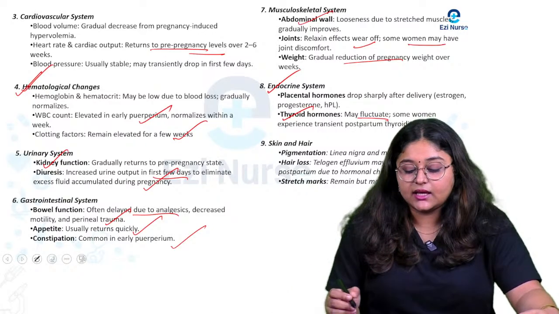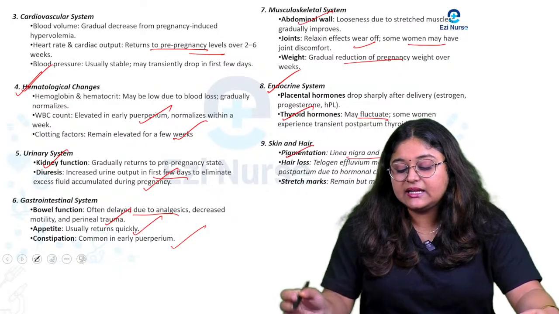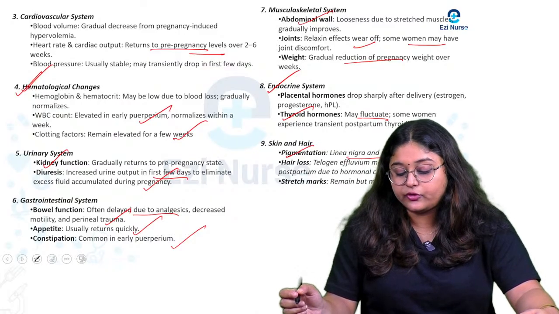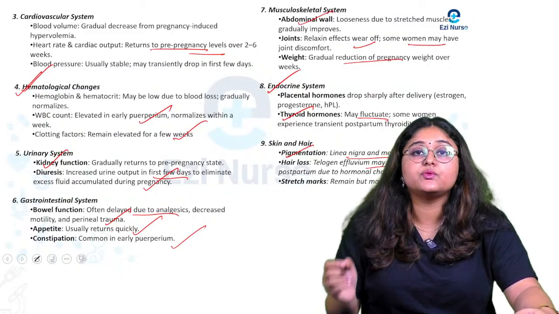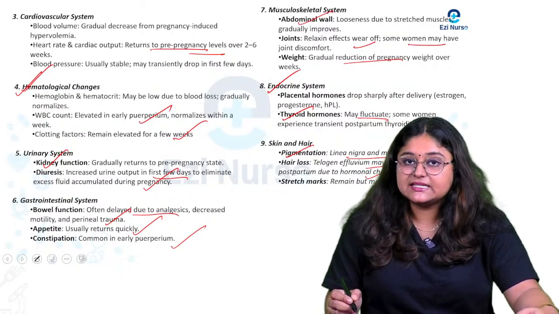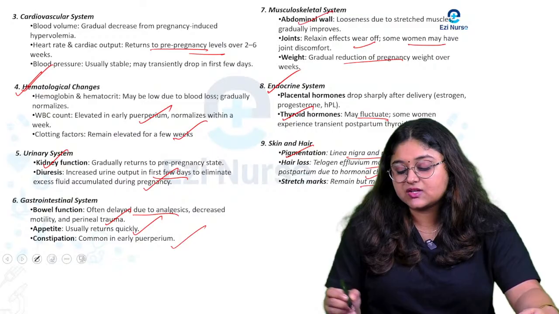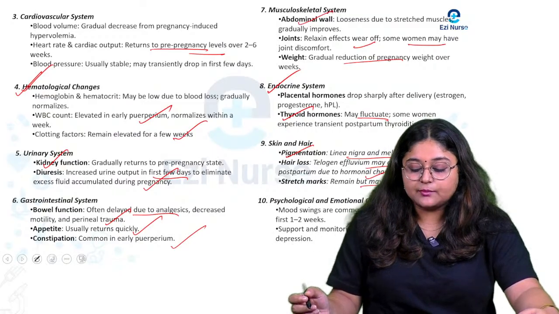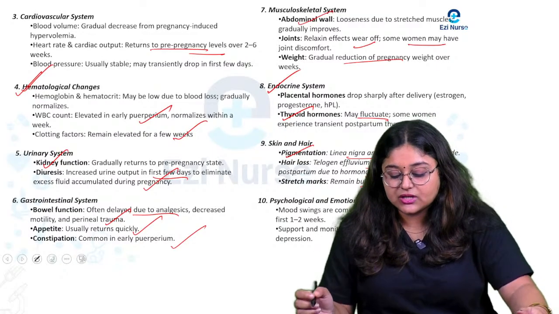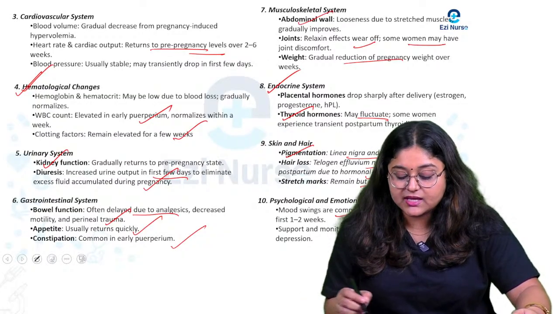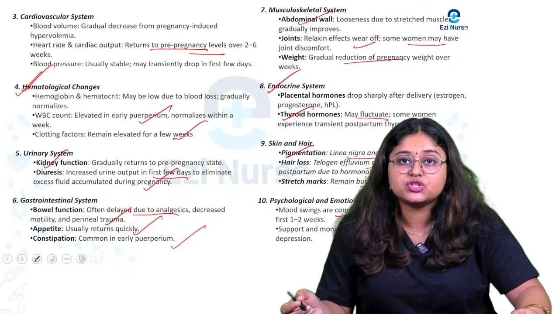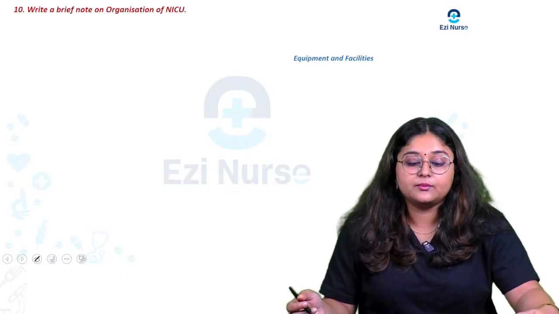Next is the skin and hair. Pigmentation, linea nigra and melasma gradually fade. Hair loss, a telogen effluvium, may occur 2 to 4 months postpartum due to hormonal changes. Stretch marks remain but may lighten over time. Next are the psychological and emotional changes. Mood swings are very common in the first 1 to 2 weeks, and support and monitoring are very crucial for prevention of postpartum depression.